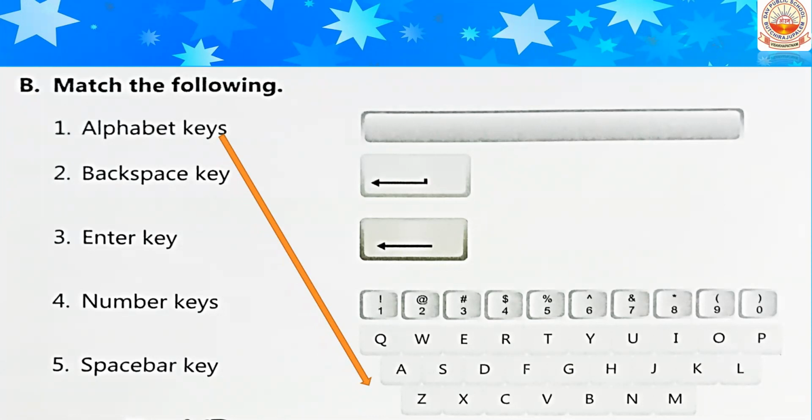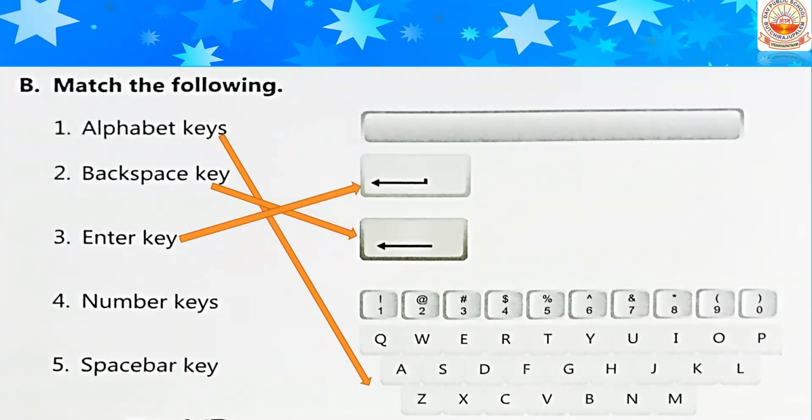The second one is backspace key. Can you identify the backspace key, children? It is marked as a back arrow. So the back arrow key is backspace. Very good. The next one is enter key. Where is enter key, children? The second one. Yes, very good.